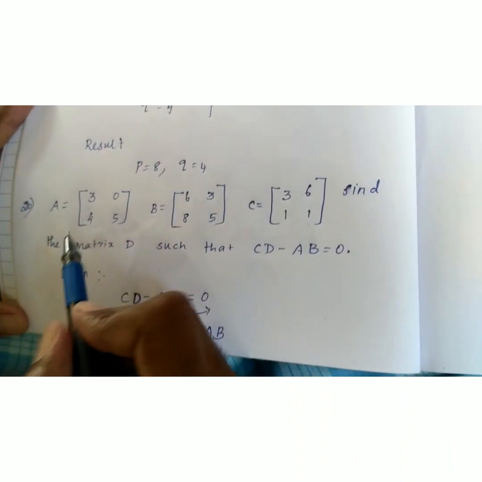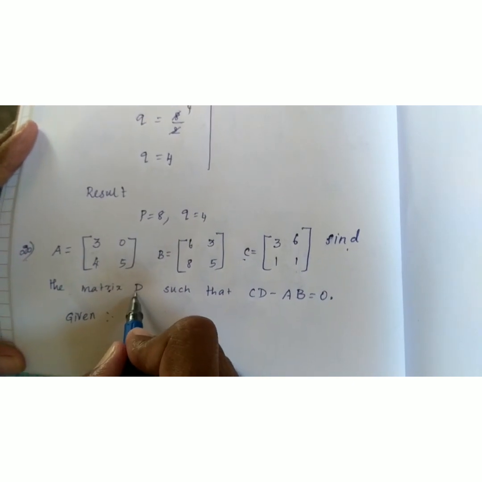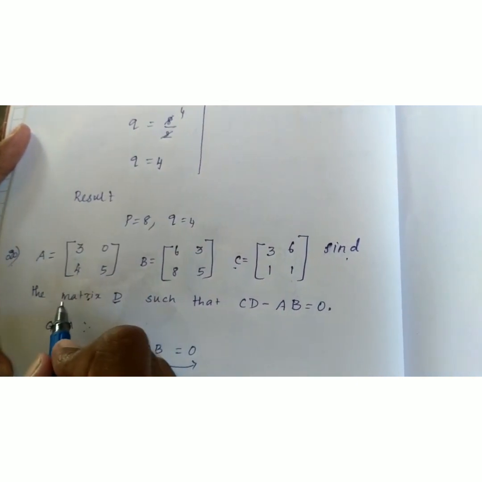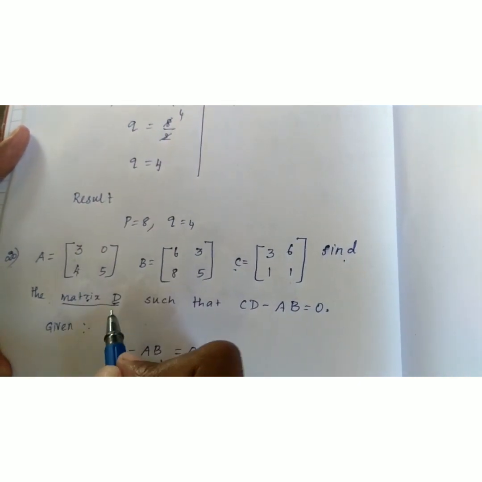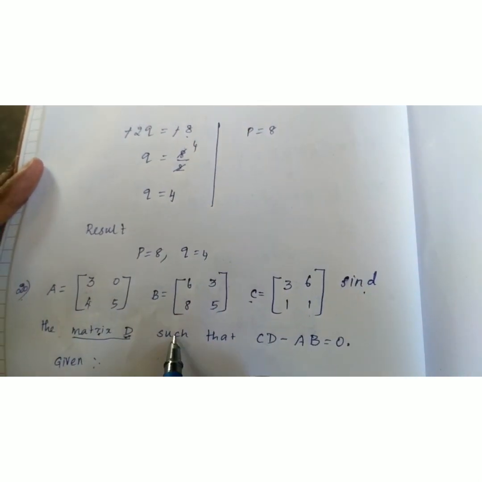Next, 20th sum. They given A, B, C 3 matrix. Find the matrix D. இங்கே variable find பண்ண சொல்ல. Find the matrix D, ஒரு new matrix. That means matrixல எத்தனை elements, அந்த matrix ஃபுல்லா நம்ம find பண்ணணும்.